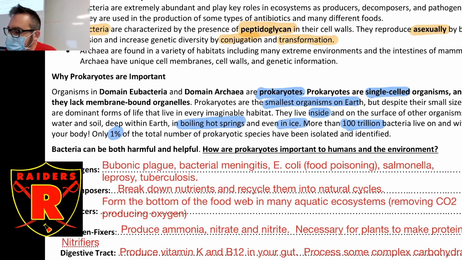And archaea don't have peptidoglycan. That's a major difference. And they often live in extreme environments, and we're going to talk about that in more detail too. So where do you find archaea? You're not going to find bacteria growing in boiling water, but you do find archaea growing in boiling water. So they are functionally in different places usually.